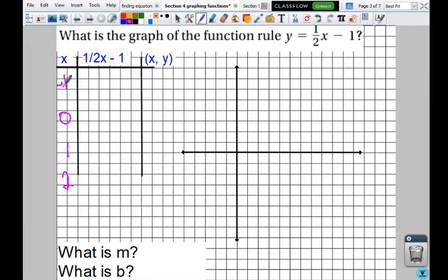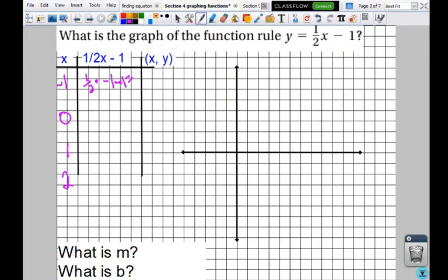And just like last time, I'm going to plug in negative 1 for my x, and I'm going to solve it to get my y. So I've got 1/2 times negative 1 minus 1, and I'm going to squeeze it in there a little bit. We'll manage. And then I'm going to plug it into Desmos. 1/2 times negative 1, and then that's a minus 1 right here. 1/2 times negative 1 minus 1.